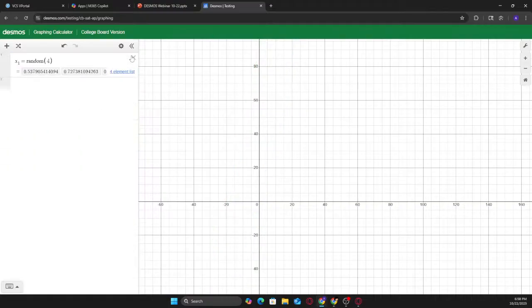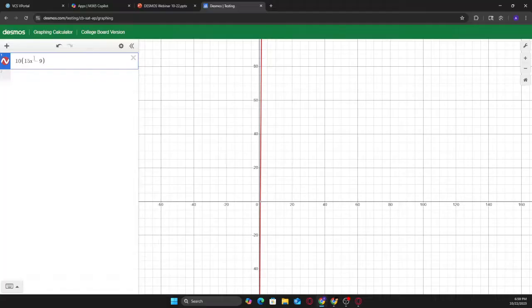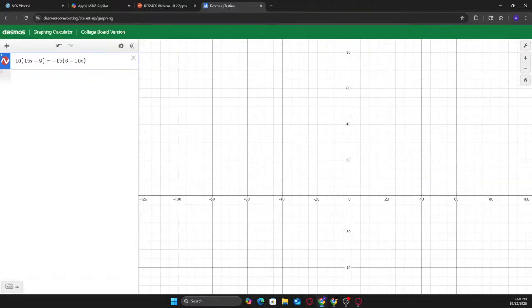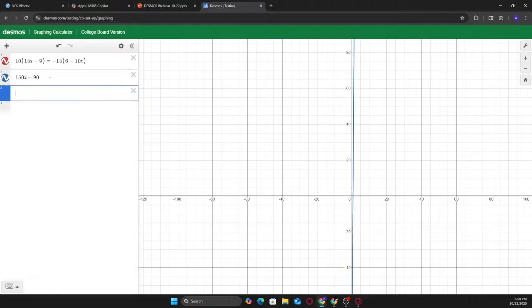And there's another thing with trying to set two equations equal to each other. Let's say we have 10 times 15x minus 9, and we're going to set that equal to negative 15 times 6 minus 10x. Where's the line? Well, we can realize that there is not going to be a line. If we have a 15 and 10x right here, there's no solution. Let's distribute: 150x minus 90 equals, let's do a separate line.